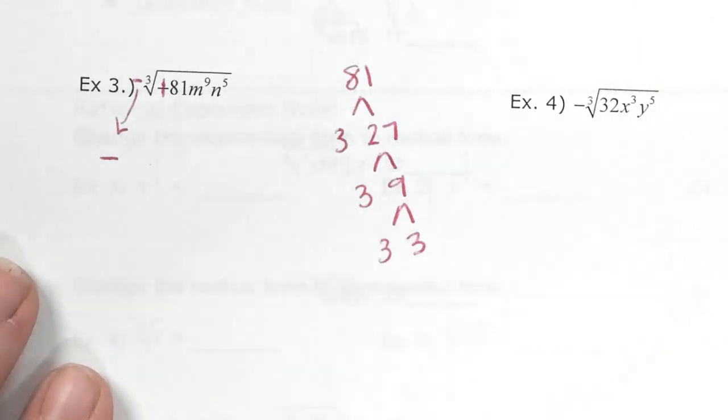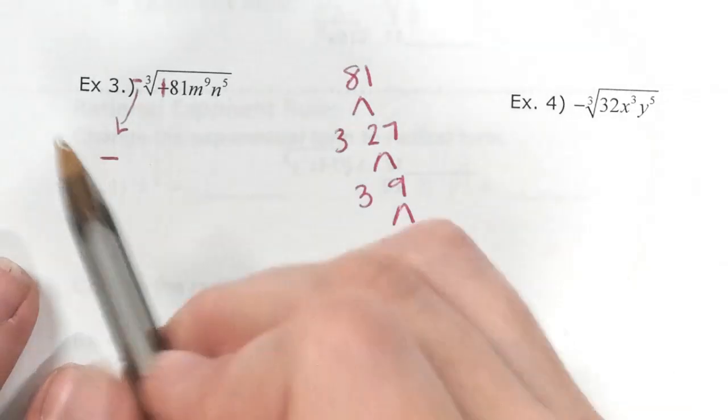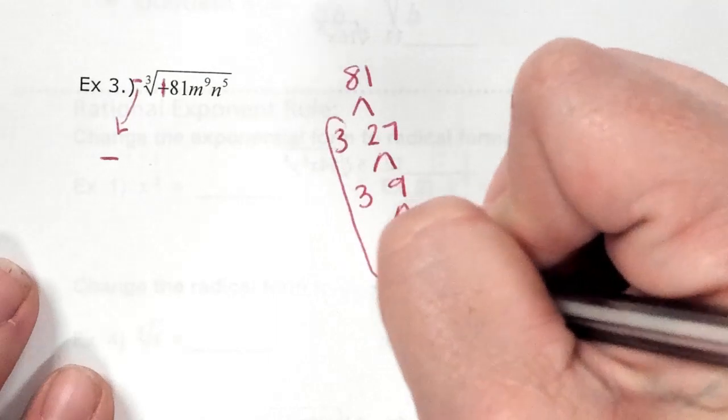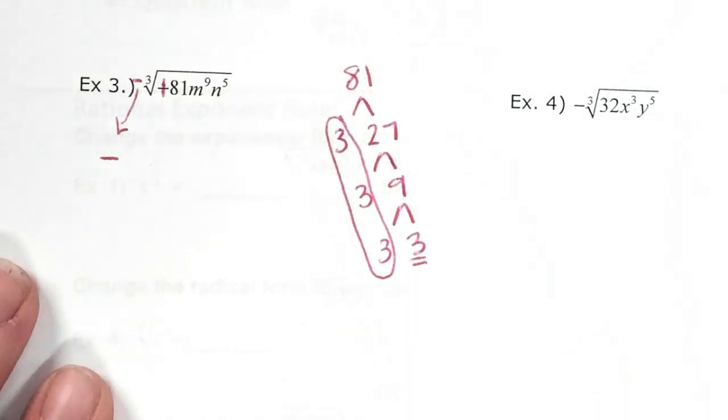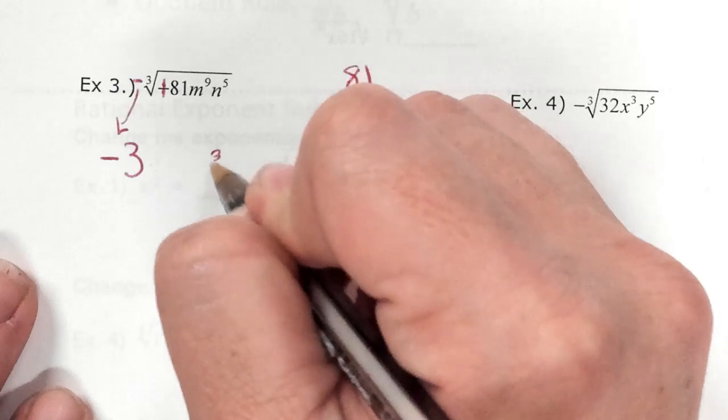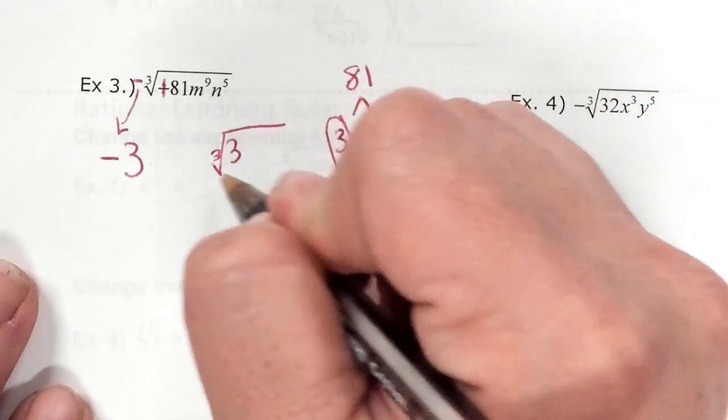Now, I'm looking for something that matches 3 times. Well, look, I have 3 3s right here. But I have one remaining, and that's okay because that just goes back in the house. So what do I get to take out? The 3 that I circled. But I know I have to put a 3 back inside my cube root.